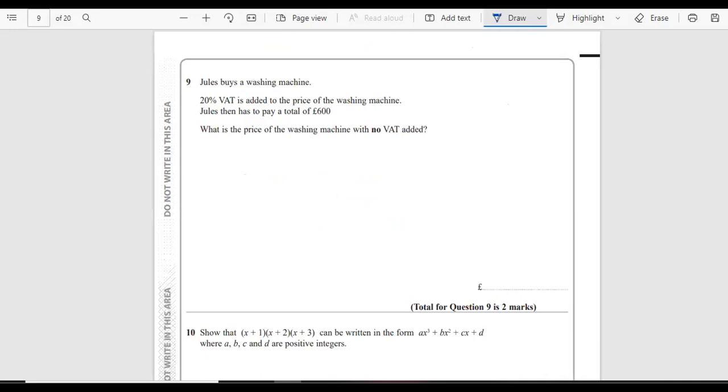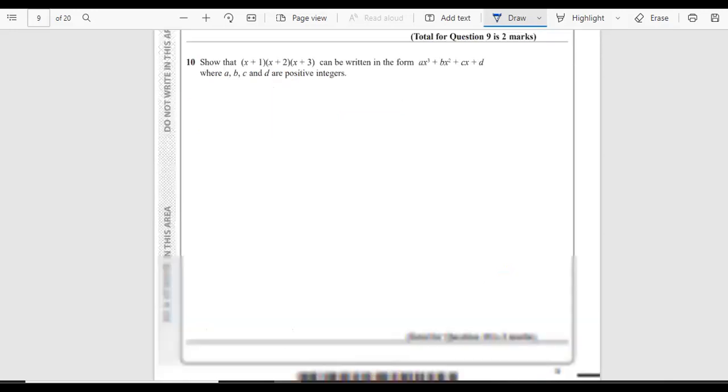So it says, Jules buys a washing machine. 20% VAT is added to the price of the washing machine. Jules then has to pay a total of £600. What is the price of the washing machine with no VAT added? It's basically X times 1.2 equals 600. So you do 600 divided by 1.2 equals X, and 600 divided by 1.2 is 500. Very well done. Excellent. Yes, your answer is correct. It is £500.